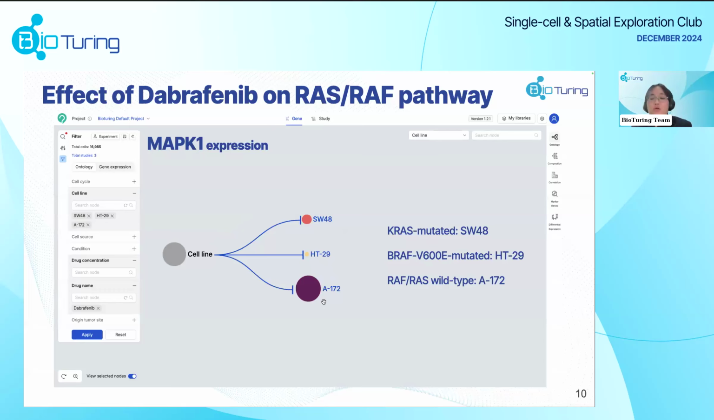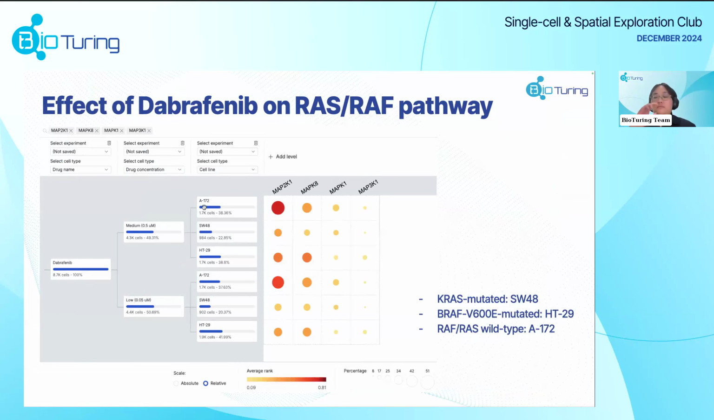Okay. Now we move on. This is just gene query. We're investigating the expression of one gene, but how about many genes? Let's say we want different MAPK genes. How can we do that? So here you can utilize our composition chart. Okay, I will first show you how to include different metadata information into the chart.